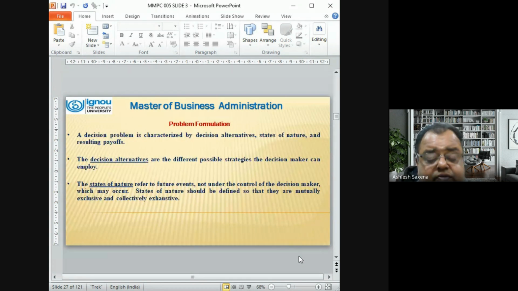Now, how to formulate the problem? A decision problem is characterized by decision alternatives, states of nature, and resulting payoffs. The decision alternatives are the different possible strategies the decision maker applies. The state of nature refers to future events not under the control of the decision maker, which may occur. States of nature should be defined so that they are mutually exclusive and collectively exhaustive.